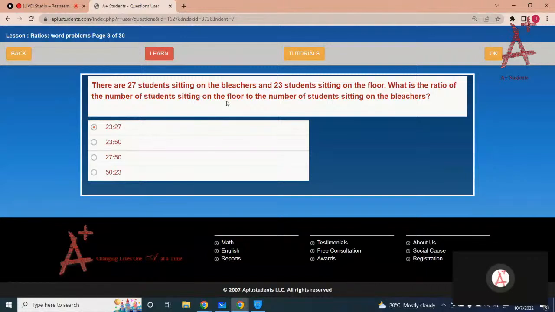No, the number of students sitting on the floor is 23, isn't it? So you have to find the ratio of the number of students on the floor to the number of students sitting on the bleachers. It's 23 ratio 27. Got it?